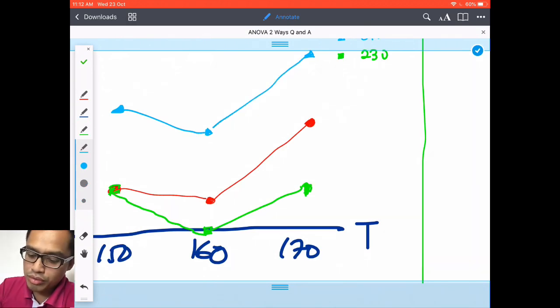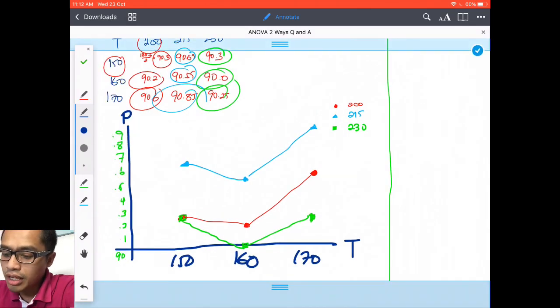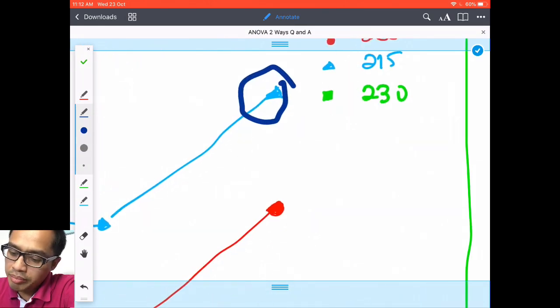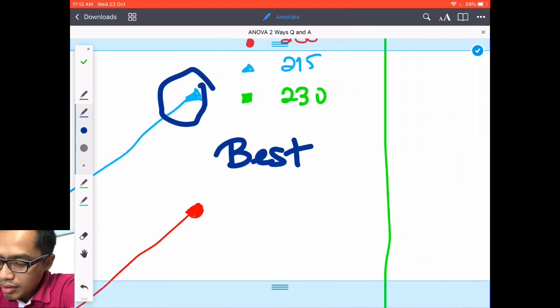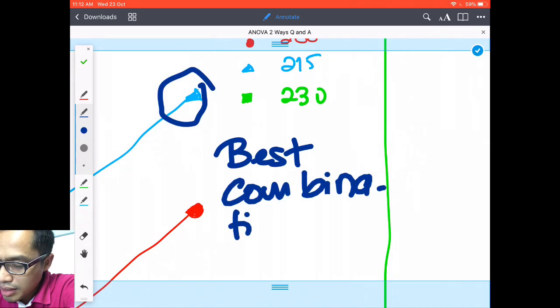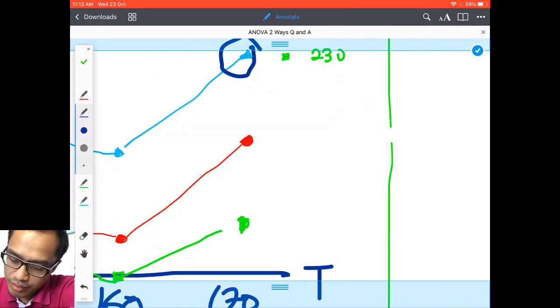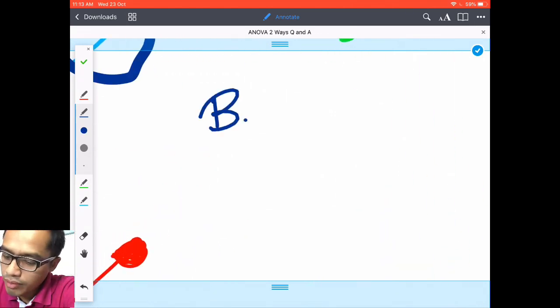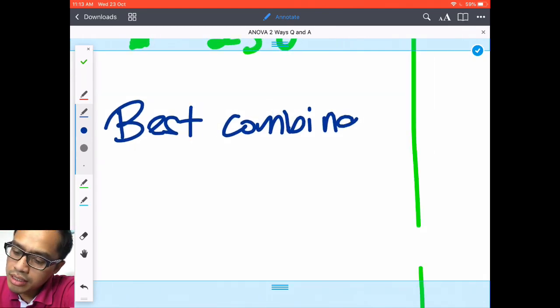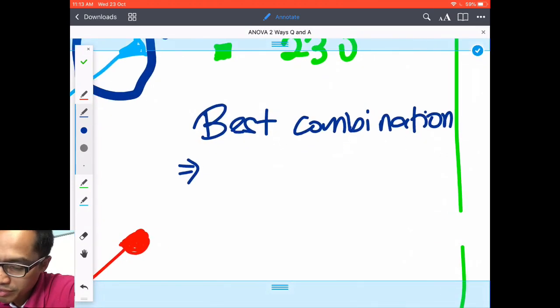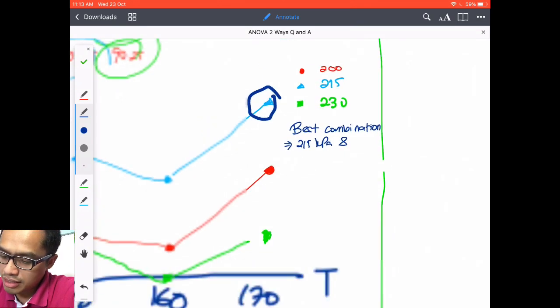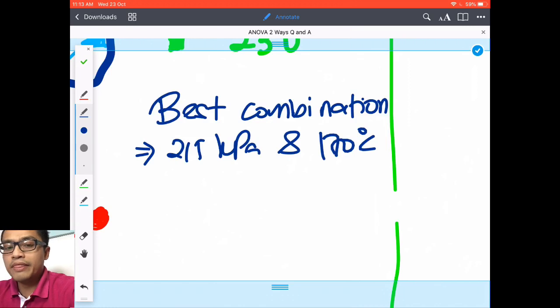Alright, so I'm going to use a dark blue to tell you the story. From here, you can see the highest point for pressure is this one. So the best combination is, let's reduce this, best combination is 215 and 170. So to get the best experiment, it will be based on if you use 200 kilopascal of pressure at 170 degrees Celsius, you will have the best experiment.